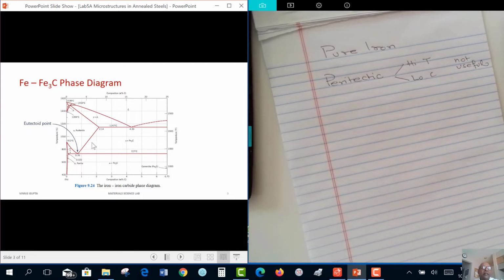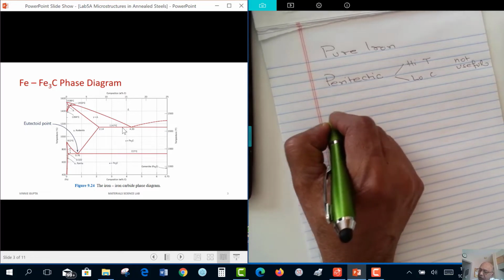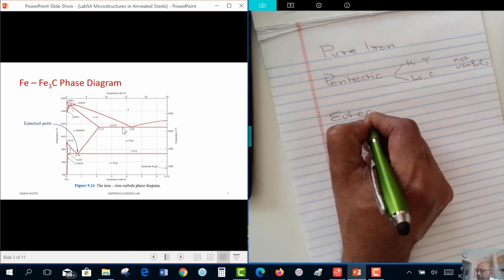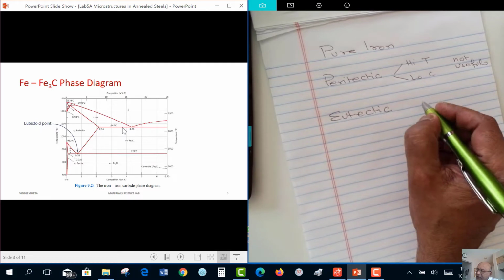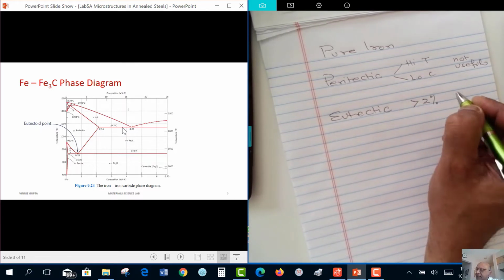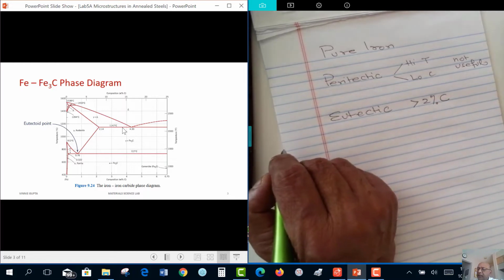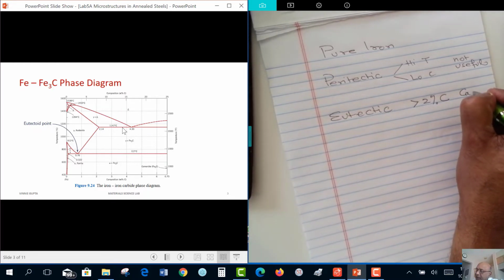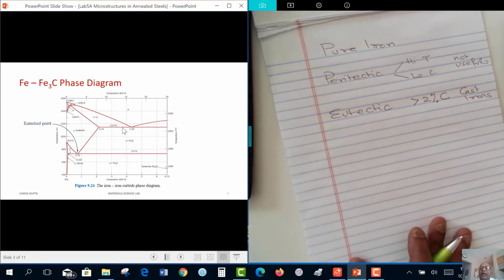Then at an intermediate temperature range here, from 2% to above 4.3% or so, we get a eutectic reaction. And this eutectic reaction happens in steel having more than 2% carbon. So this is where cast irons come in. In cast irons, we exploit the eutectic reaction.